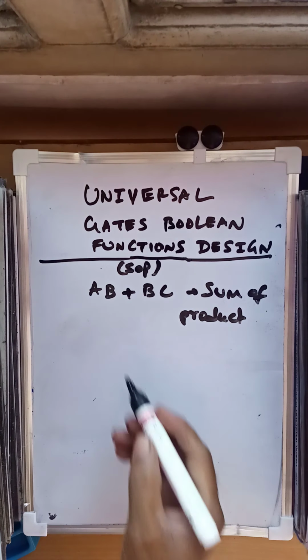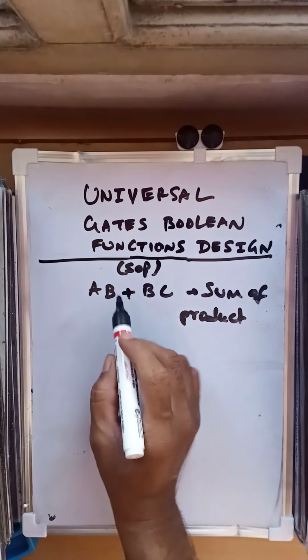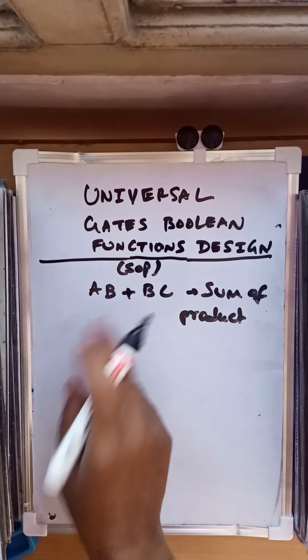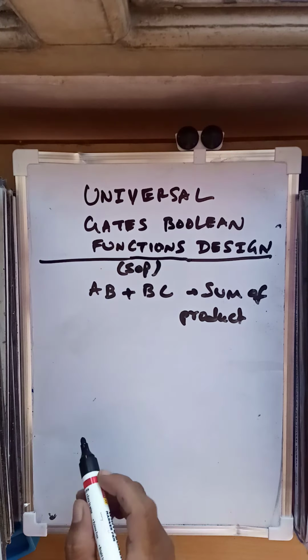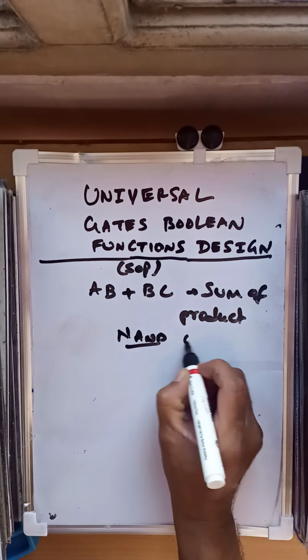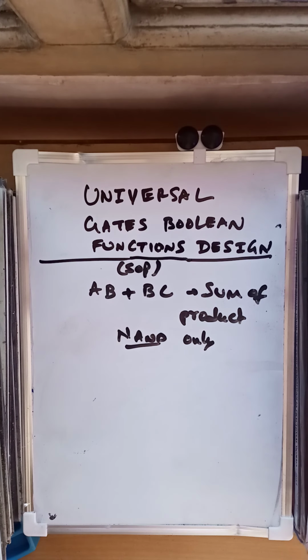Now, this is what is called a sum of products. That means the products are summed, that is the sum of products. Now we want to replace it with NAND gates only. NAND gates only. Then how to replace?